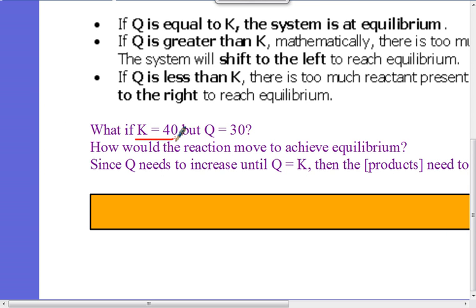If K is 40 but Q is 30, and I usually say Q is right now, K is in the future. K is when you get to balance. So are we at equilibrium? Is Q and K equal? They are not equal. So it's going to continue to react faster in one direction than the other direction. Do we need to increase the amount of products or the amount of reactants to make them equal? Products. So if I need to increase the amount of products, that means the rate forward, the rate towards the products, is currently greater than the reaction in the reverse. So if I need to increase the products, then the rate forward is currently greater than the rate in the reverse direction.